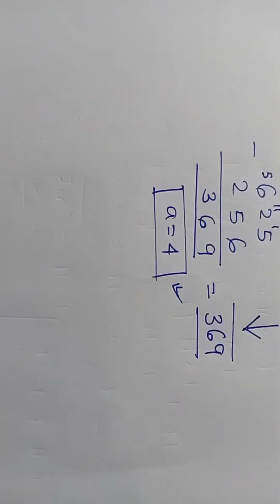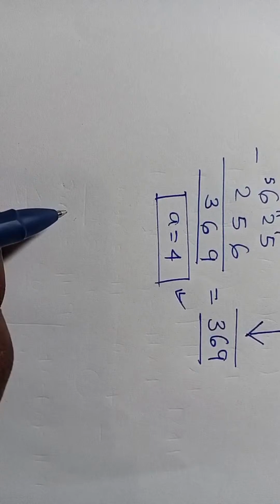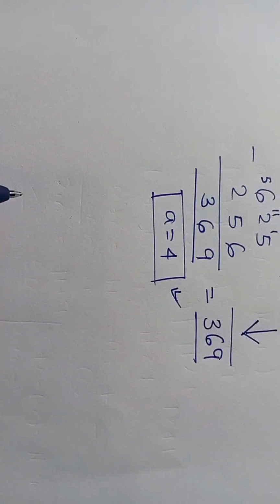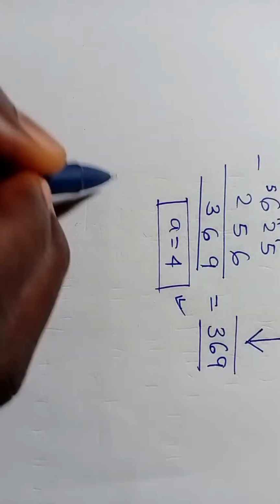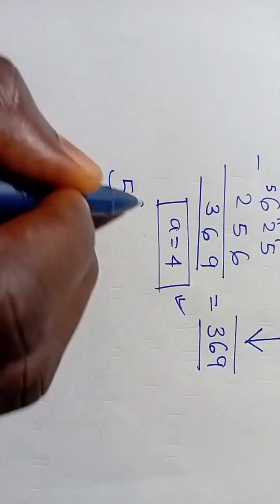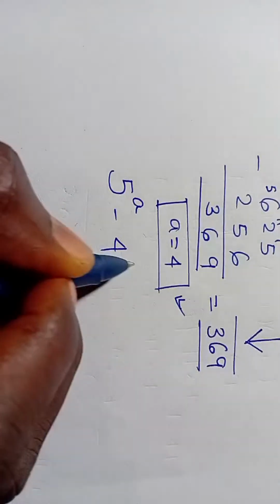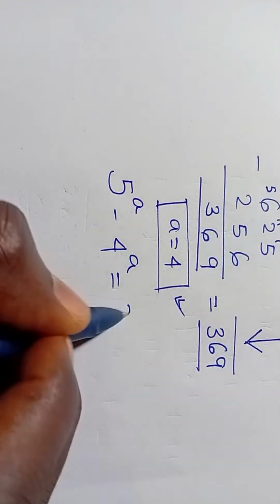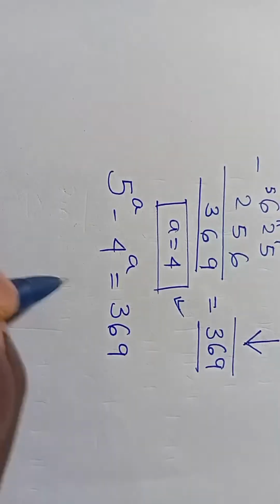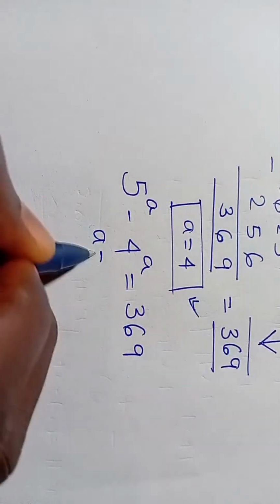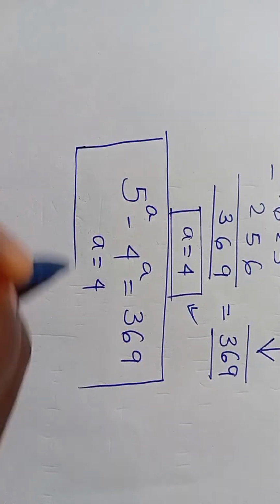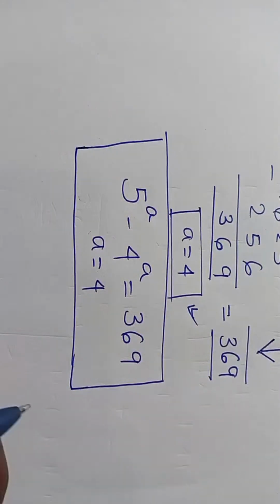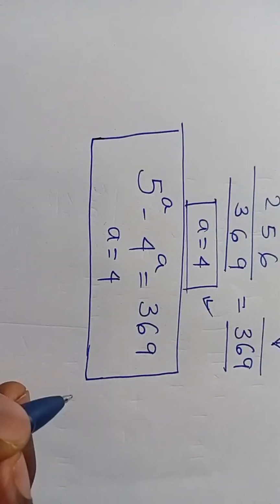So from here, we have this as the first Olympiad problem that we're going to look into in this video. The problem is we are given 5 to the power of A minus 4 to the power of A equals 369, and we got the value of A to be equal to 4.